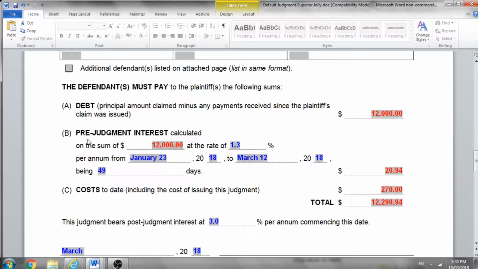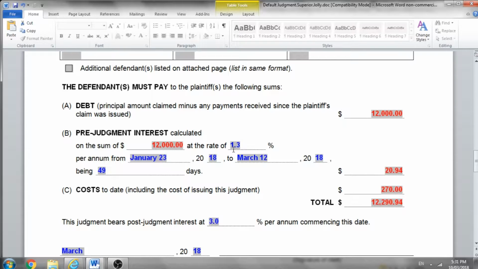Now, you might remember when we completed the plaintiff's claim, we had to choose from two options. If in fact our client, Superior Paper, had entered an agreement with the corporation and Joseph Jolly that a certain amount of interest would be charged on overdue accounts, then we would use that amount of interest in our plaintiff's claim, and we would also use it here in our default judgment. But you may remember that we were assuming that no such rate of interest had been agreed upon, and therefore we were going to claim interest under the Courts of Justice Act.